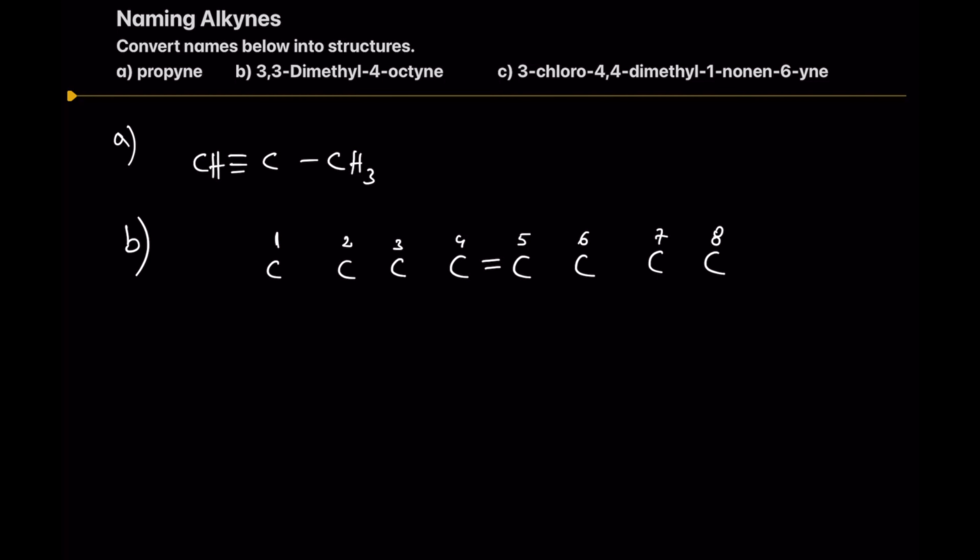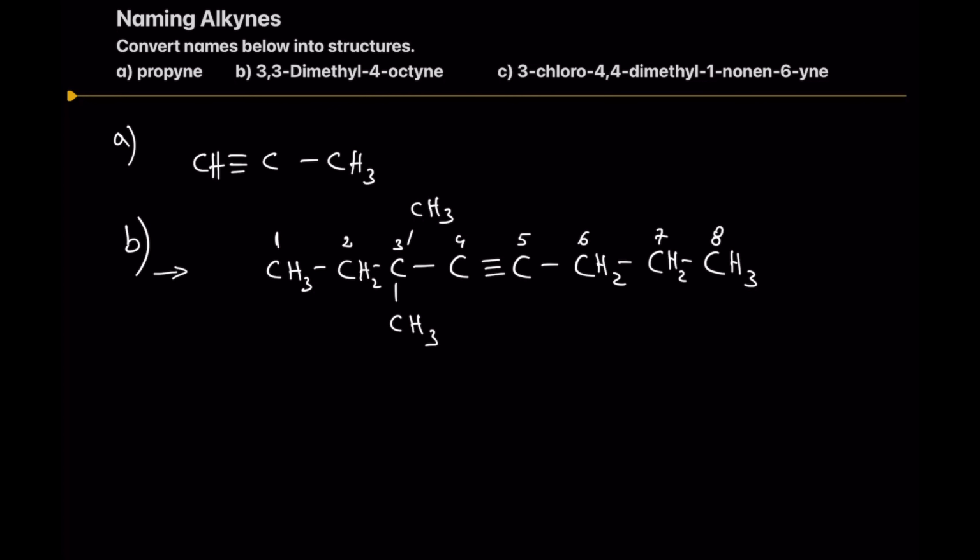1, 2, 3. So you're going to start numbering from this side if you place numbers on this side. And it contains also 3,3-dimethyl. So at the position 3, it contains methyl and again another methyl. And what is left now? Just to fill with hydrogens. Let's start with the third example.